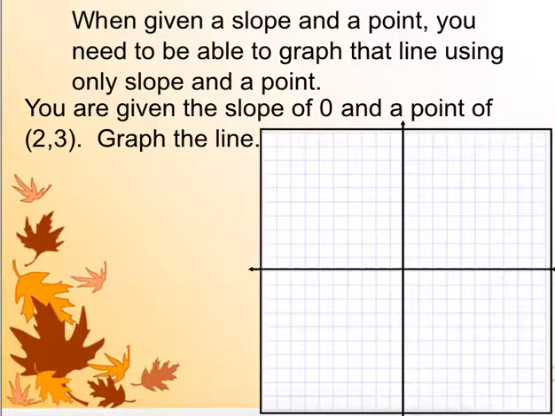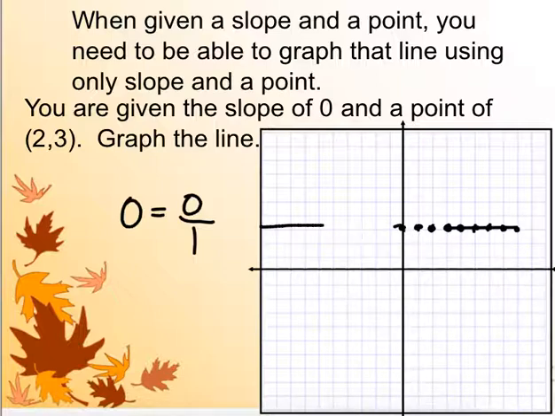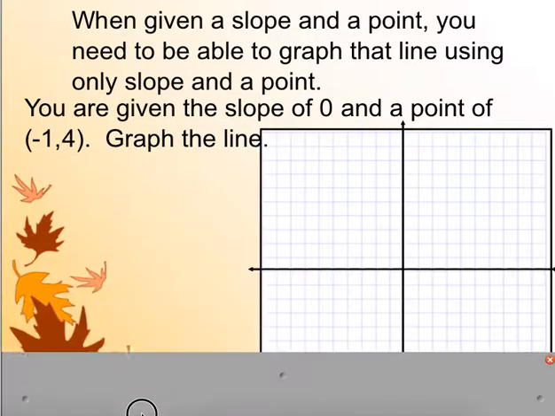Next, slope of 0 and a point of (2, 3). Once again, let's start with that (2, 3), and then let's think of our slope. If we have a slope of 0, we could also show that as 0 over 1. So our rise is 0, but our run is 1. So I don't go up any, but I go over 1, over 1, over 1, all the way. Or I could go the other way. Slope of 0 just means that we have a horizontal line. Slope of 0 is horizontal line. Slope undefined, that would be a vertical line.